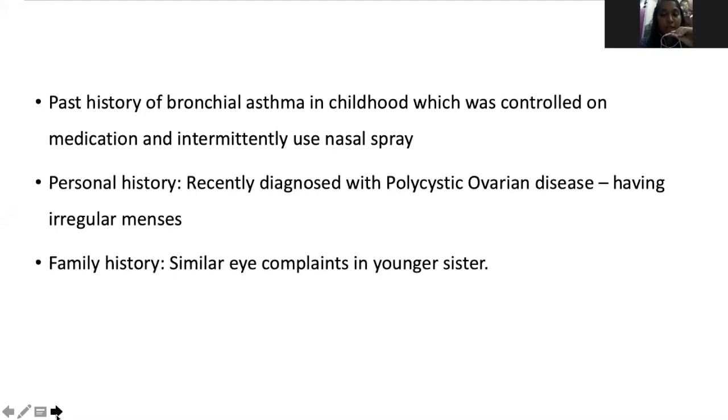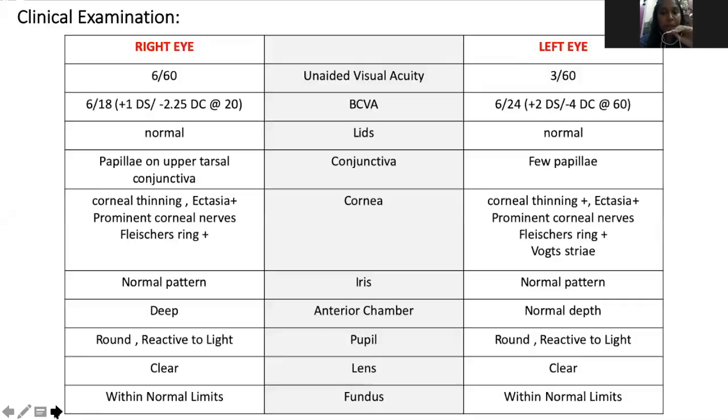She gives a personal history of recently diagnosed polycystic ovarian disease due to irregular menses, and gives a family history of similar eye complaints in her younger sister. On examination, her unaided visual acuity is 6/60.